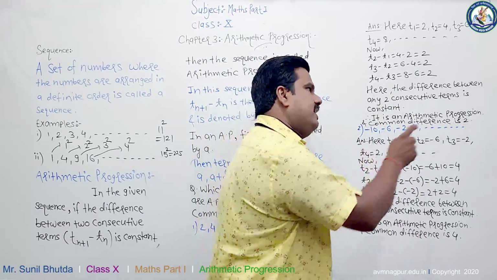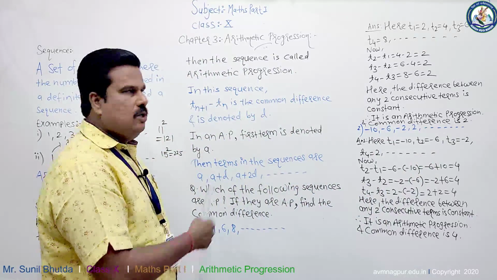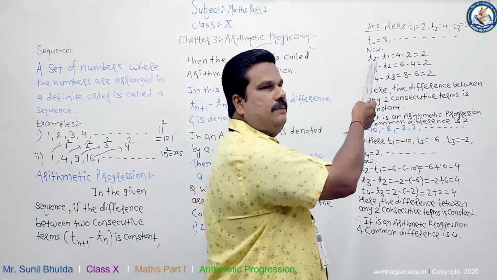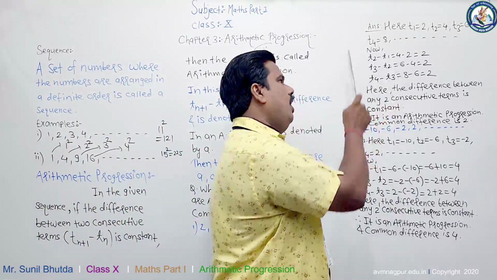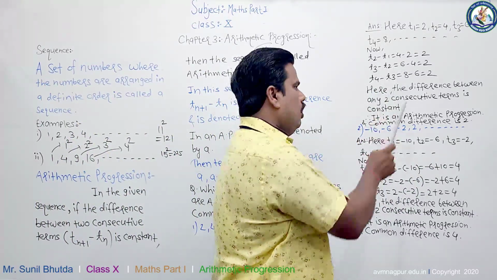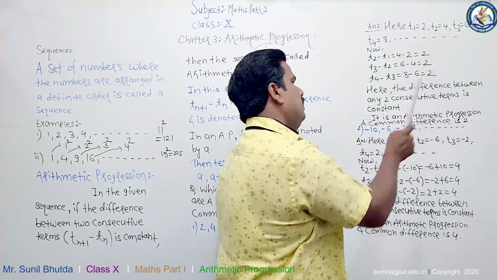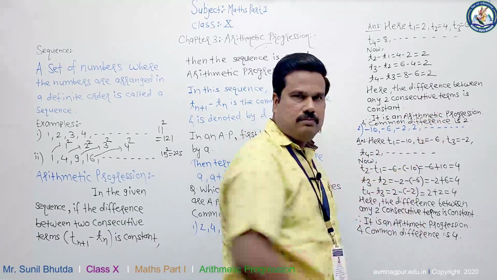And if it is an arithmetic progression, then we have to write down the common difference. What is the common difference? The common difference is T2 minus T1 or T3 minus T2 or T4 minus T3. We are getting the same answer, that is 2. Therefore, the common difference is 2.